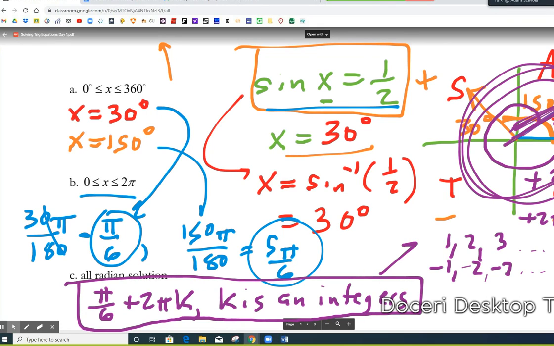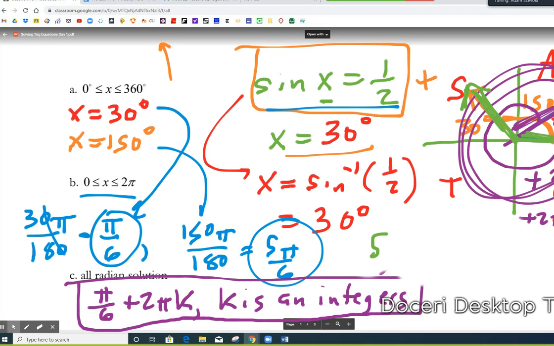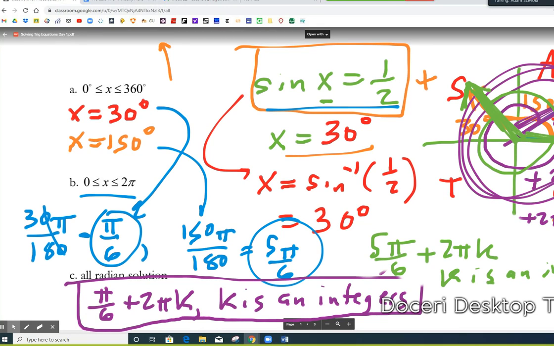And then we have to do the same thing for our other answer. This one right here, which was 5 pi over 6. This angle in green, because if you take 5 pi over 6 and add any multiple of 2 pi, so 2 pi is 360, you're going to end up in the same exact spot where the sine of that angle is 1/2. So the other answer would be 5 pi over 6 plus 2 pi k, where k is an integer.